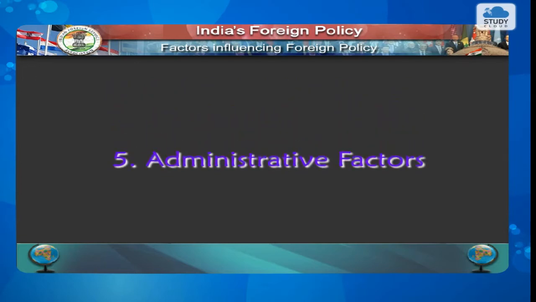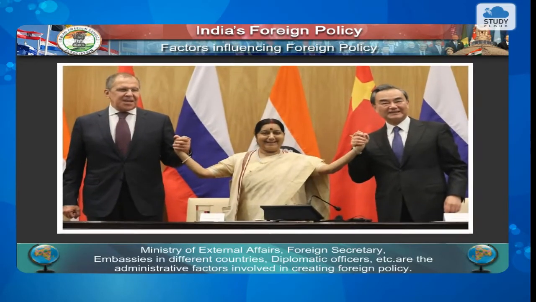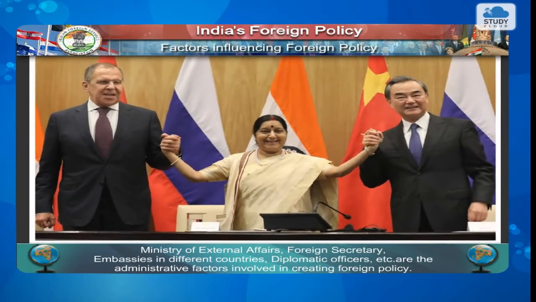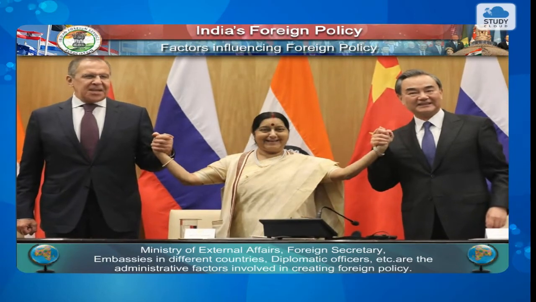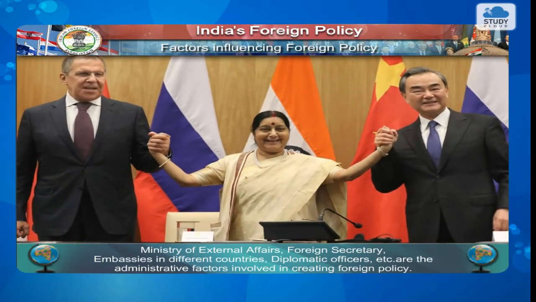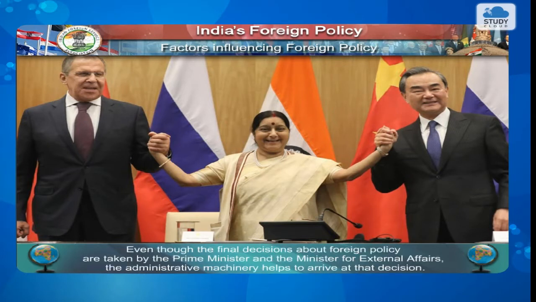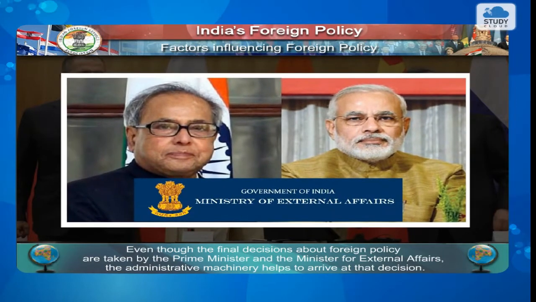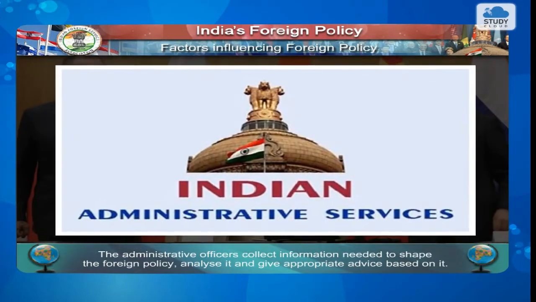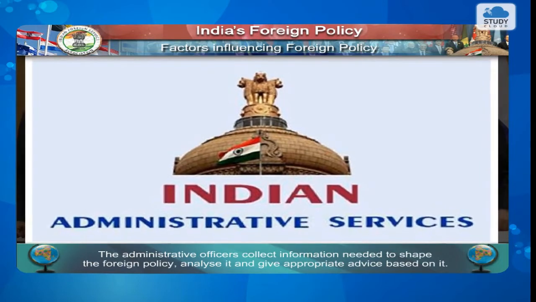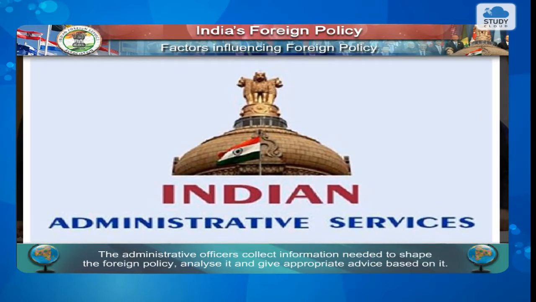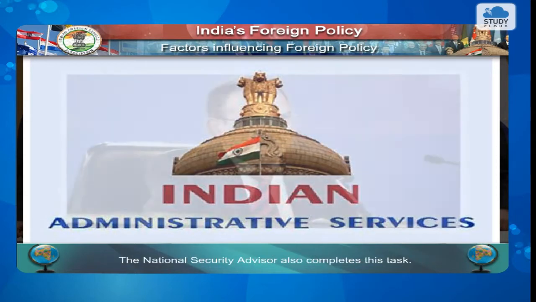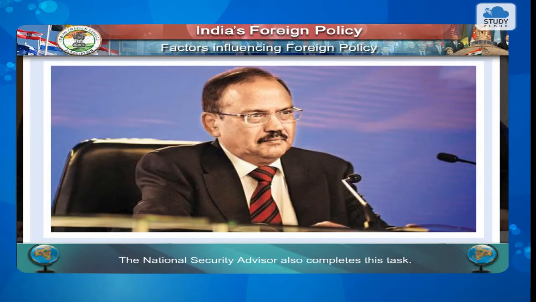5. Administrative factors. Ministry of External Affairs, Foreign Secretary, embassies in different countries, diplomatic officers, etc. are the administrative factors involved in creating foreign policy. Even though the final decisions about foreign policy are taken by the Prime Minister and the Minister for External Affairs, the administrative machinery helps to arrive at that decision. The administrative officers collect information needed to shape the foreign policy, analyze it, and give appropriate advice based on it. The National Security Advisor also completes this task.